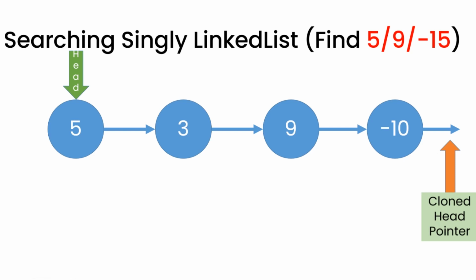Like the next element of negative 10 is null. It's empty. It doesn't exist. This is the point where we find, hey, we didn't find any element that has your value, which is negative 15. So what should we do in this case? We just return negative 1 or we return false based on your implementation. And this is a conceptual overview of how you can search in a single linked list.